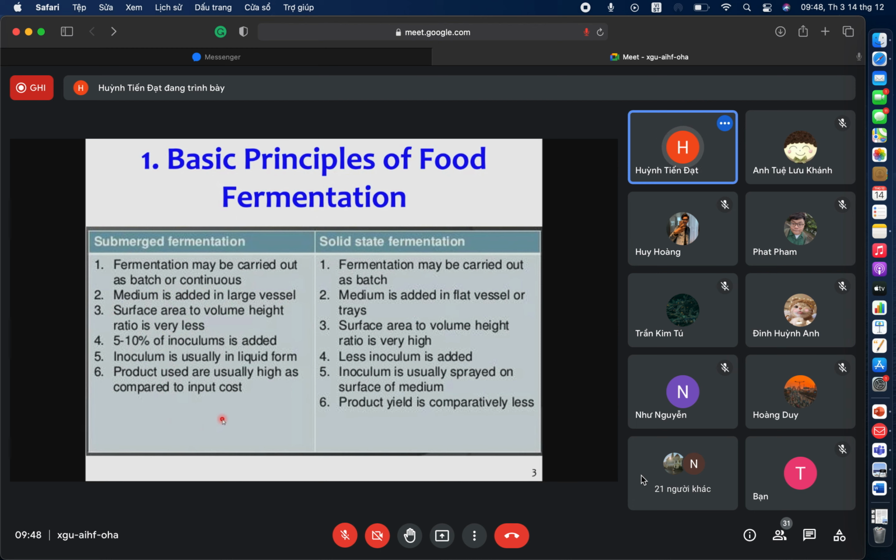Okay, so compared to the solid state fermentation, so another state of fermentation can carry out as batch mostly. The medium is added into the flat threshold of the trays. Okay? And the surface area volume ratio is very high, so it means that we need to in contact between the microorganisms and with the media is very high. Okay, so that the surface area should be high. Less inoculum is added. We don't need to use much of the culture or the microorganisms. The inoculum is usually sprayed on the surface of the medium. Okay? And the product yield is comparatively less. And so normally we're using this one.